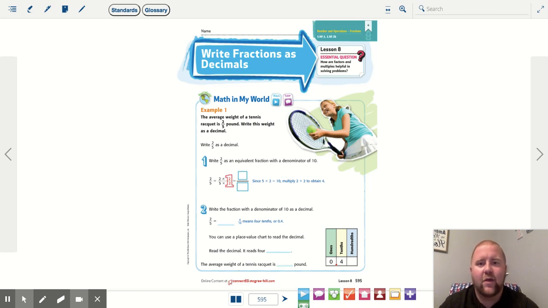Today we are going to be writing fractions as decimals. Something that we may or may not know about fractions and decimals is they both represent a part of a whole. So today we're going to be taking some fractions and changing them to look a little bit different. They're still going to be worth the same value, but instead of having the fraction bar between the numerator and the denominator, we're going to have a decimal that is going to represent, again, the same amount. It's just going to look a little bit different.